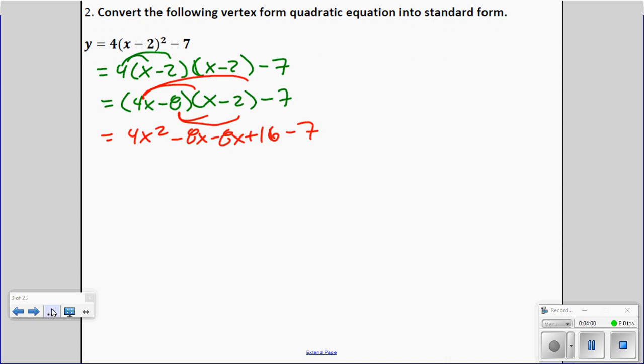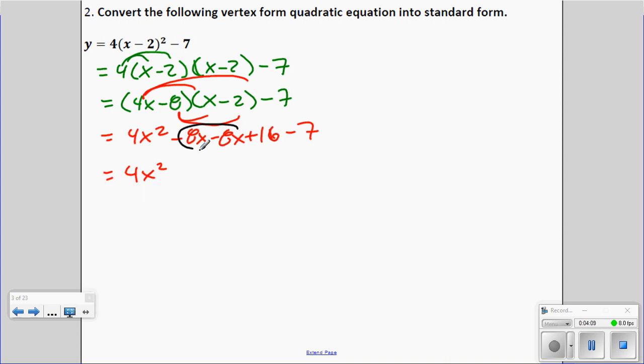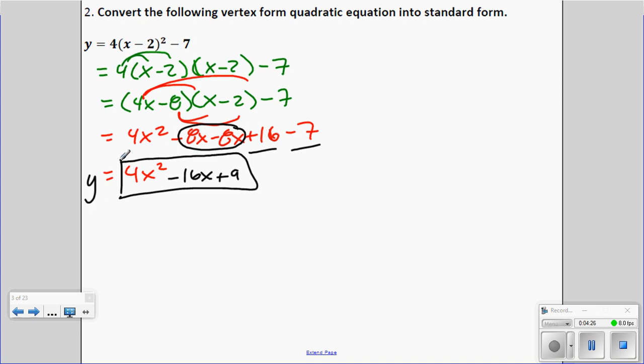Combine your like terms. 4x squared is alone. However, we have negative 8x, negative 8x, which gives me a negative 16x. We have a positive 16 and a negative 7, which would give me a positive 9. So here's my final answer in standard form. Don't forget y equals, sorry.